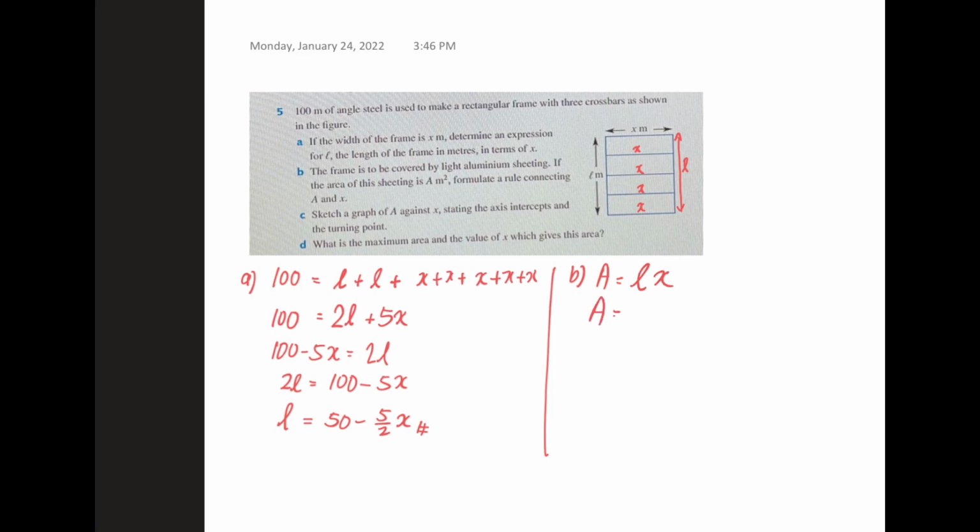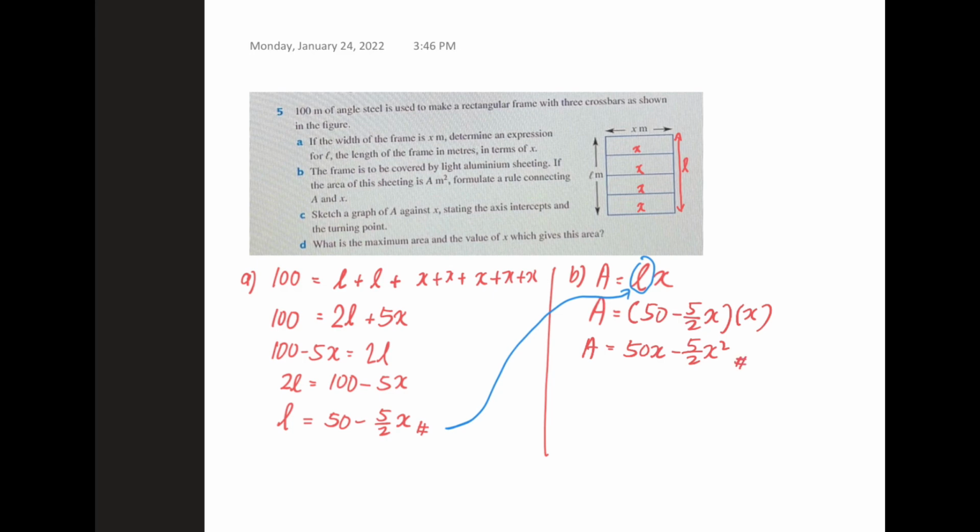Okay, and we know L from the first part. Okay, we know L. We are going to substitute there to replace the L so that we can fulfill the requirement of the question. They want us to find it in terms of x only. We don't want to see the L here. Okay, so we just replace it. 50 minus 5 over 2 x multiply with x again. So area equal to 50x minus 5 over 2 x squared. Okay, so that is the answer for B.